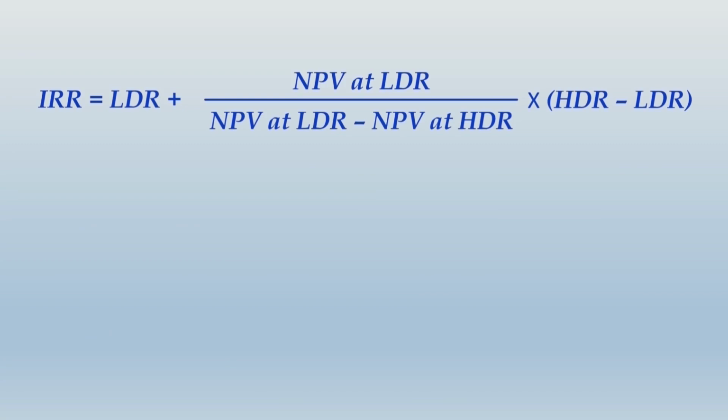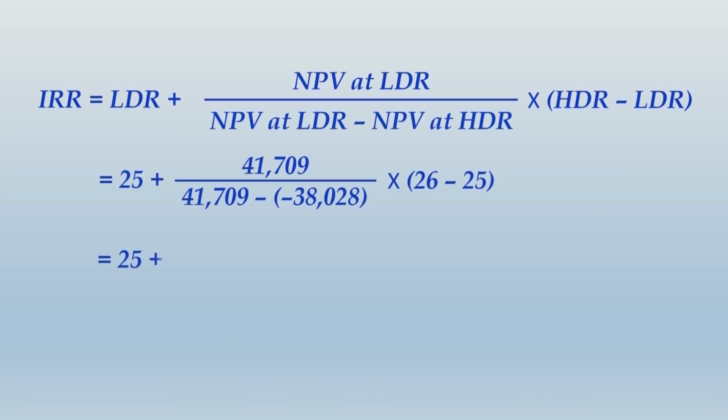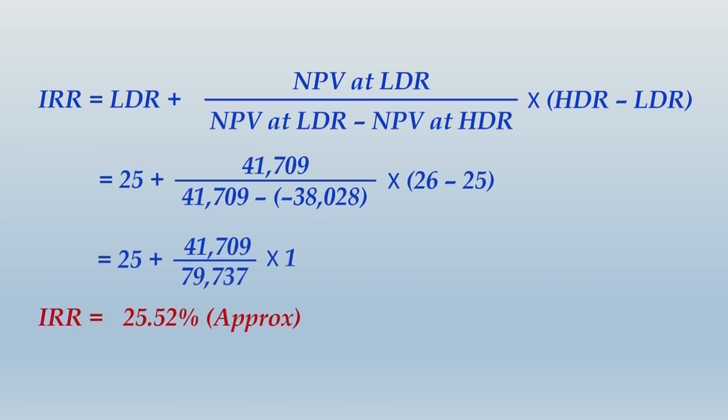You have just placed the interpolation formula and just place the appropriate values, and what we get in the form of IRR over here is 25.52% approx. So please write up this whole thing and then I take you ahead.